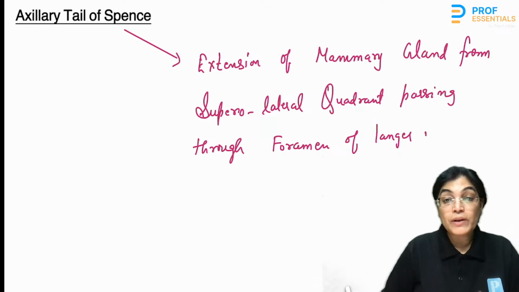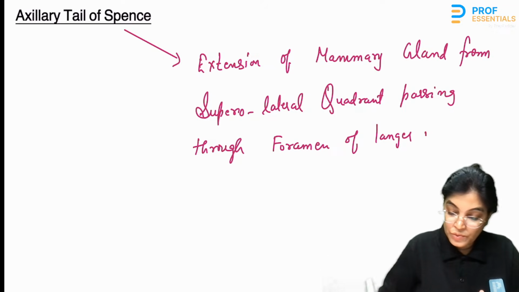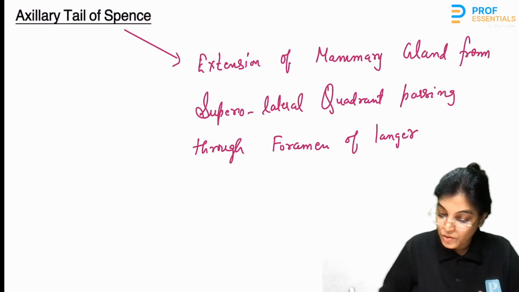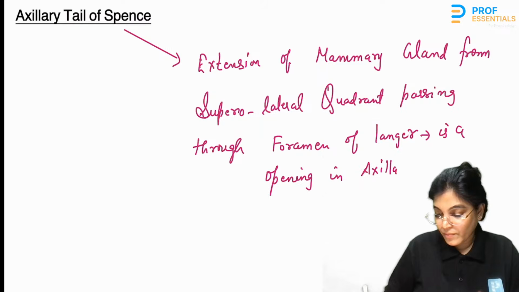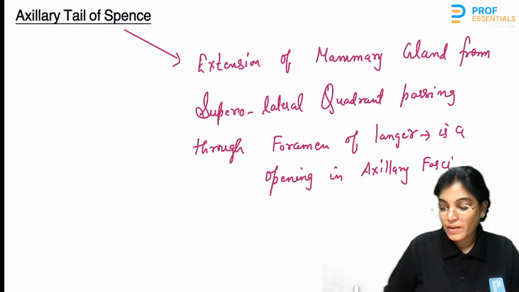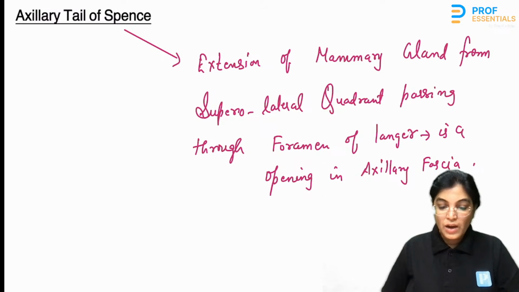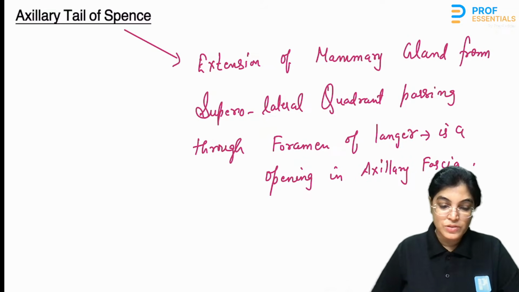Which foramen of Langer? It is an opening. So we know that the foramen of Langer is an opening in the axillary fascia. Got it? Yes. So we are done with this. Now we also have to know about the structure. So is it okay, everyone?